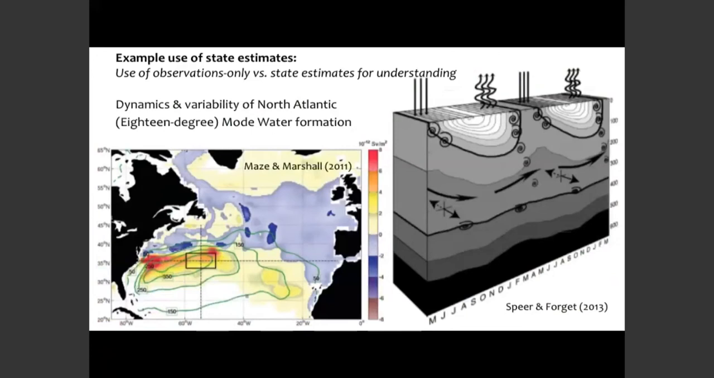We have a water mass that we call the 18 degree Mode Water in the subtropical North Atlantic, and that is related to, here in the schematic from Speer and Forget 2013, through an annual cycle, during winter months, we have very strong cooling of the water column.